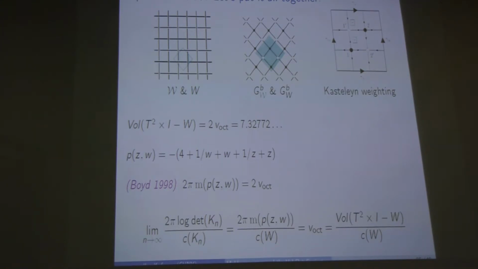Now, 2 pi times the Mahler measure of this polynomial turns out to be exactly 2V oct, a small miracle. And that computation is due to David Boyd. I'll outline that computation in a while. But so as a consequence, the limit of the determinant densities, right? The limit of the determinant densities is equal to V oct, right? This quotient, which is exactly the volume density of the square weave.